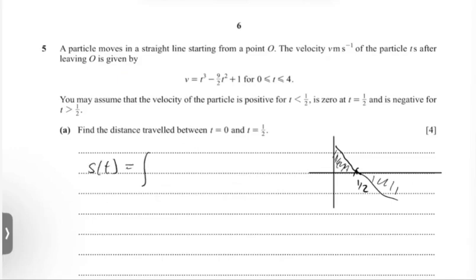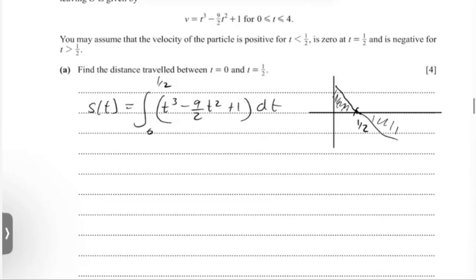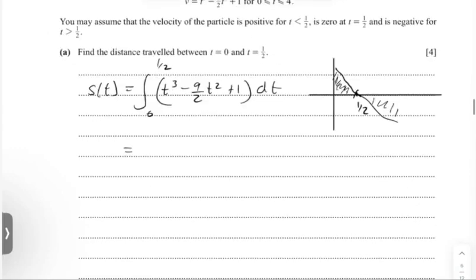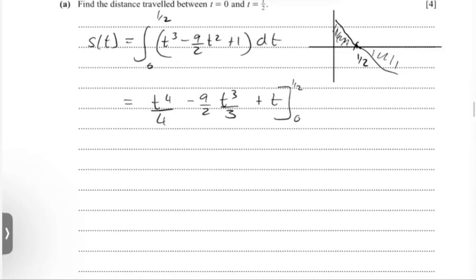So our integration is t cubed minus 9 over 2 t squared plus 1, and we're going between 0 and a half. And they just said you can assume, so we just assume that the graph is above the axis and it doesn't matter. We don't have to prove that or not. Okay, so I've just integrated there.